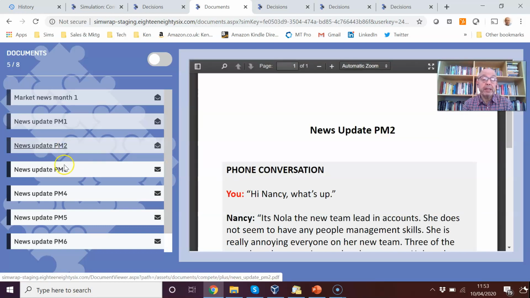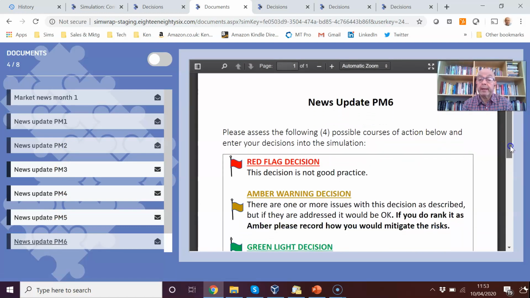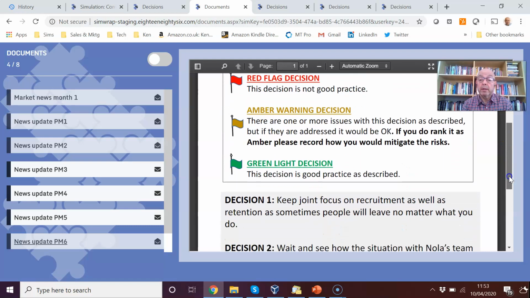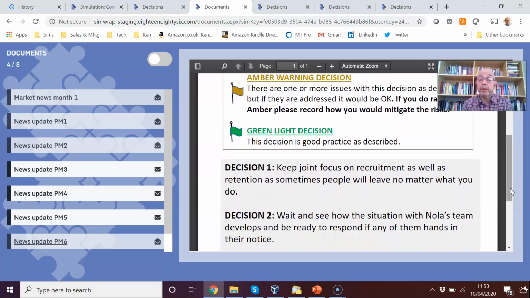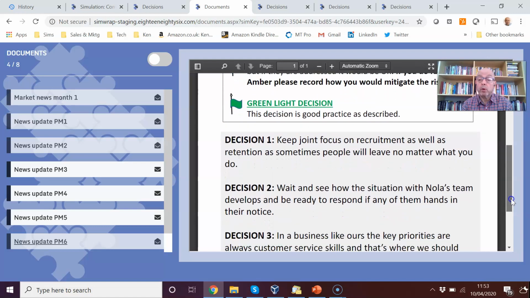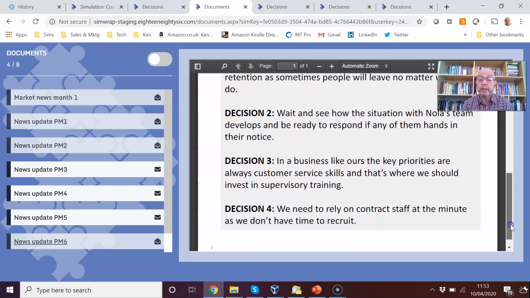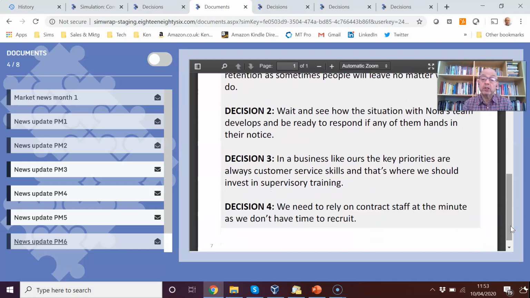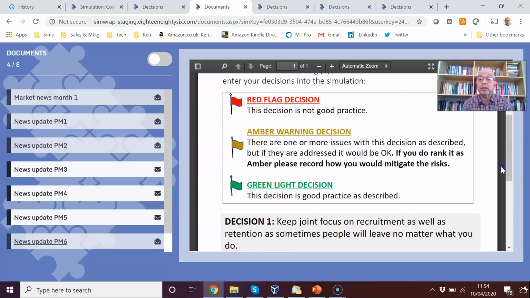I'll get more information, eventually culminating in a set of 4 questions I get at the end of each round. And for the people management, I get a question about recruitment, I get a question about a difficult staff situation, I get a question about training, and I get a question about the use of contract staff. I must grade each of these questions with my judgment.